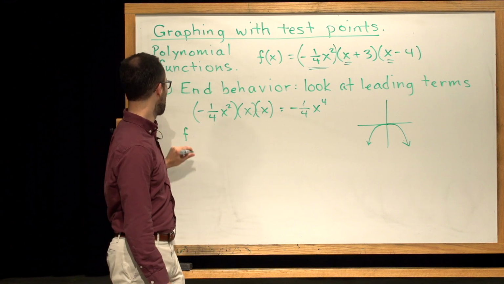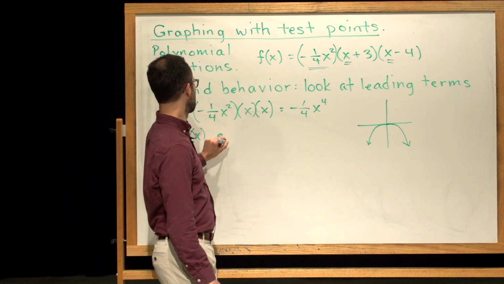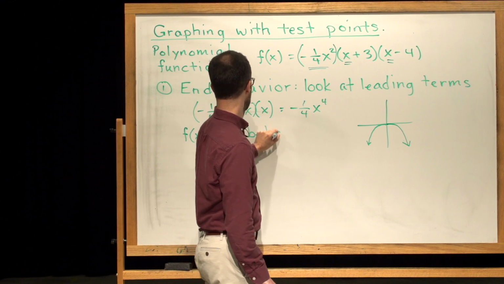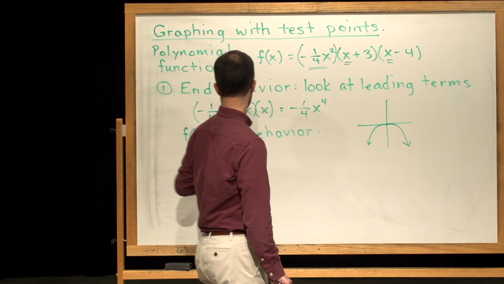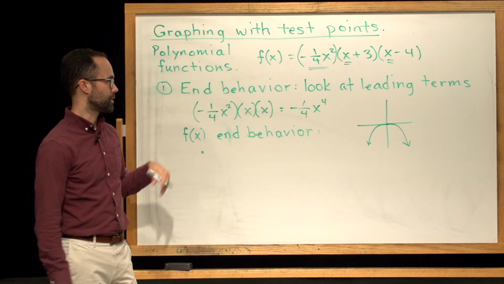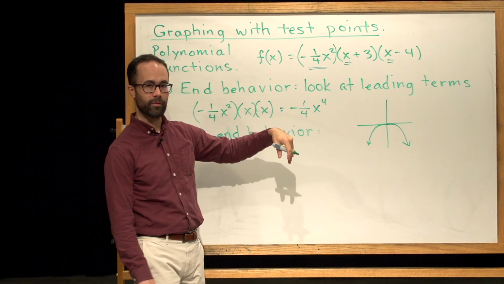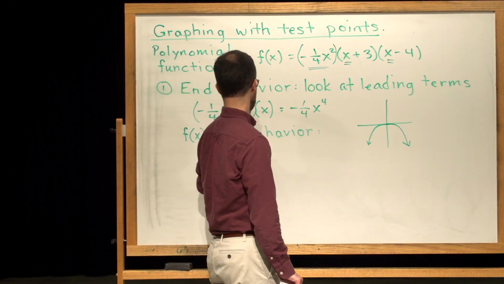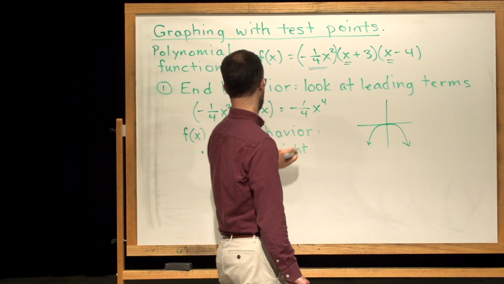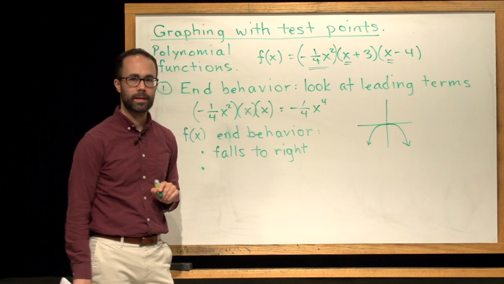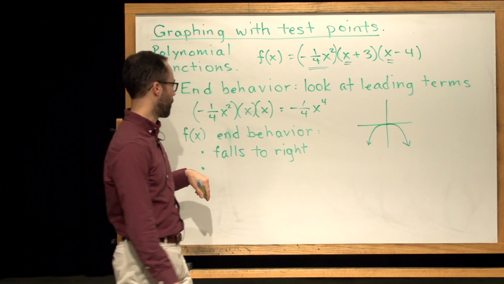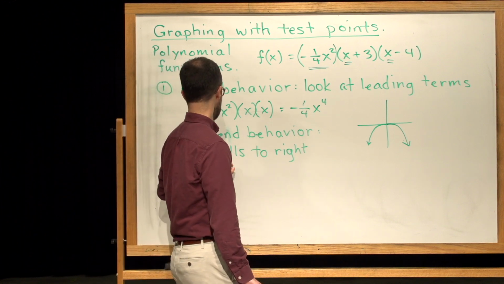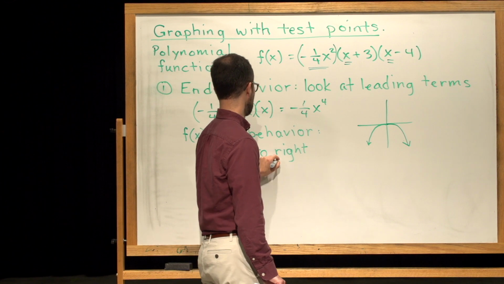So let's sum up what we've done here. We're interested in the end behavior of f of x. And one way we can say this is that as we go to the right, the curve will fall down toward negative infinity. So we can just say falls to the right. And then as we go to the left, it's the same. And we know that because of the even power on x. And we know it's falling because of the negative that was in front of it. So in both directions, this will fall downward.